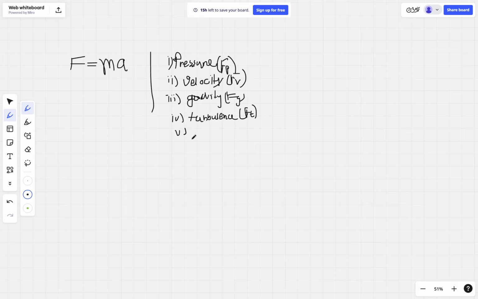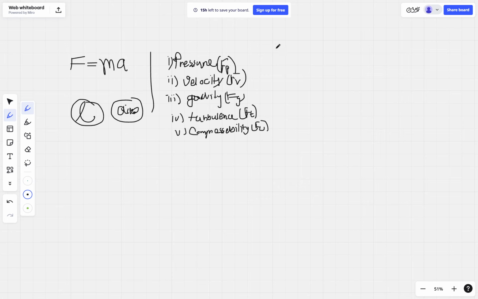Then the last type of force that will build up is due to the fluid's compressibility, that will be F of C. We all know that liquids are incompressible fluids and air is a compressible fluid. Also, there are some types of fluid that are in the middle of these two.